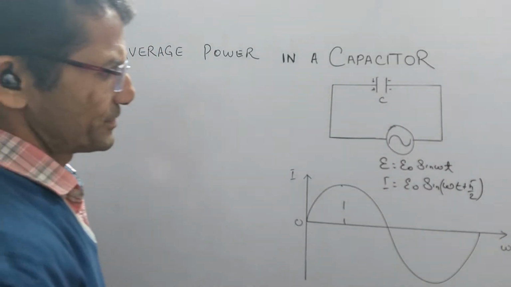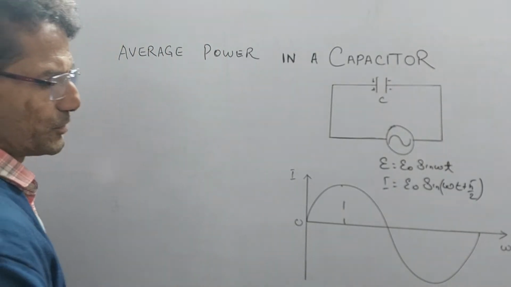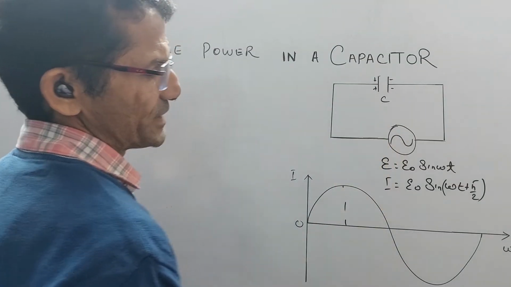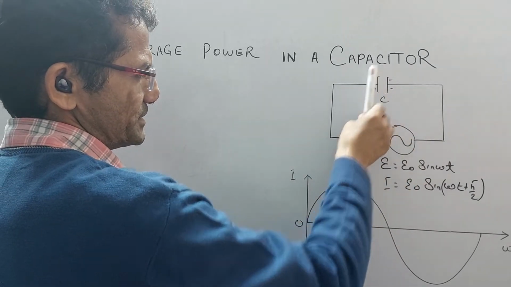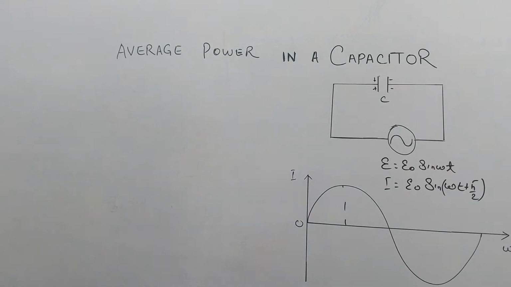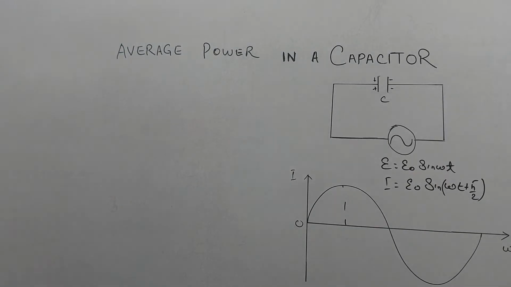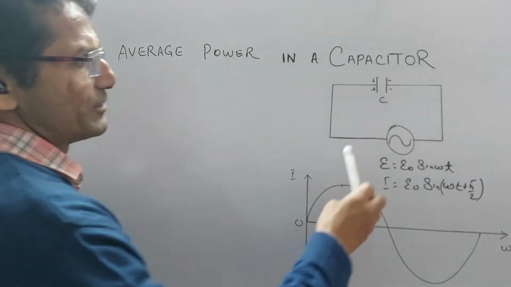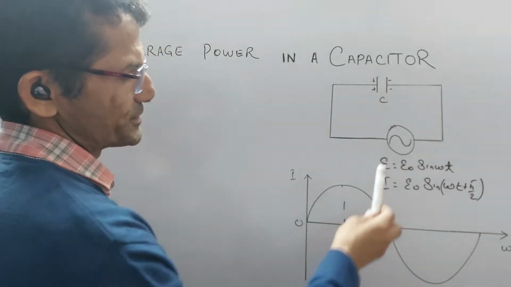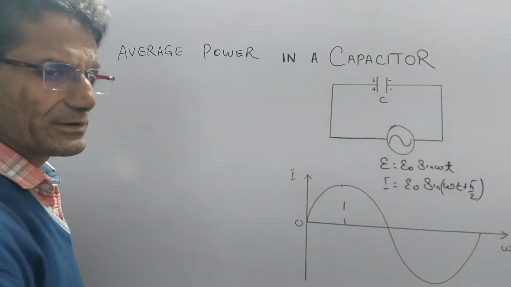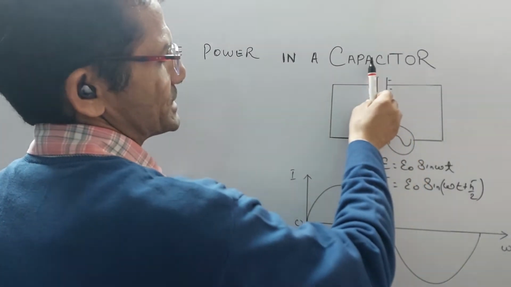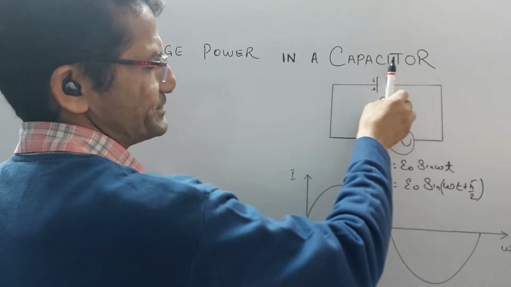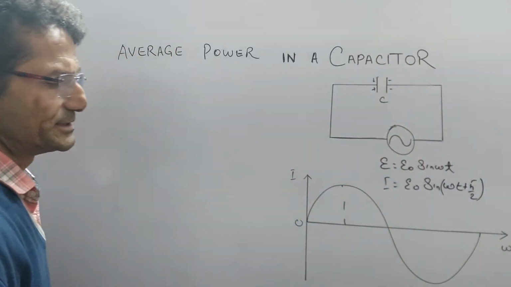So the source has to do some work against the electrostatic force of the charge stored on the capacitor plate. For continuously building up the charge on this plate, the source does work. That work done is stored in the electric field of the capacitor in the form of electrostatic energy.